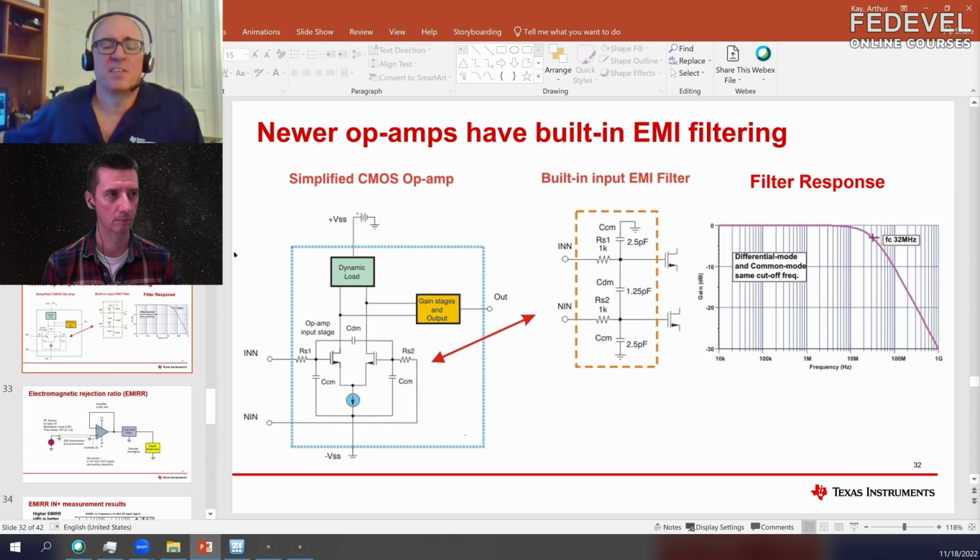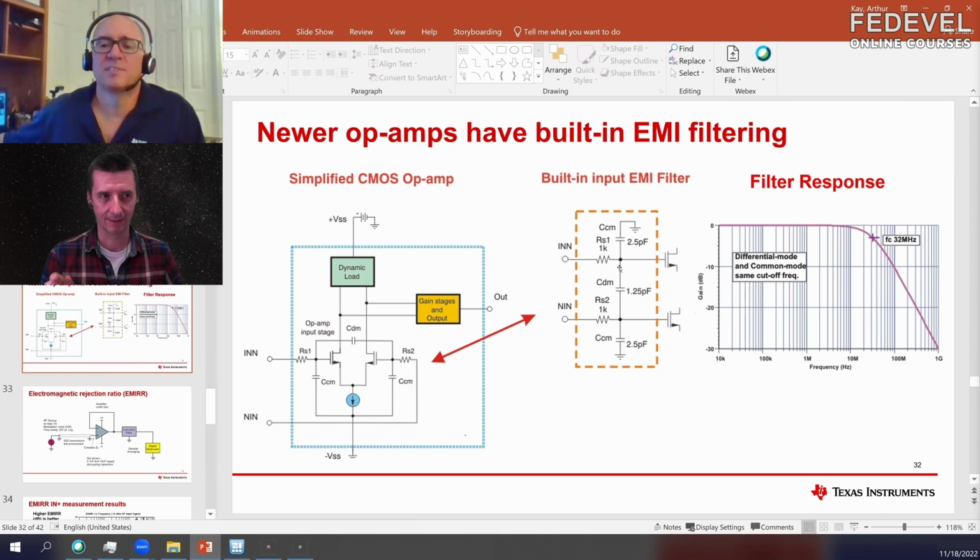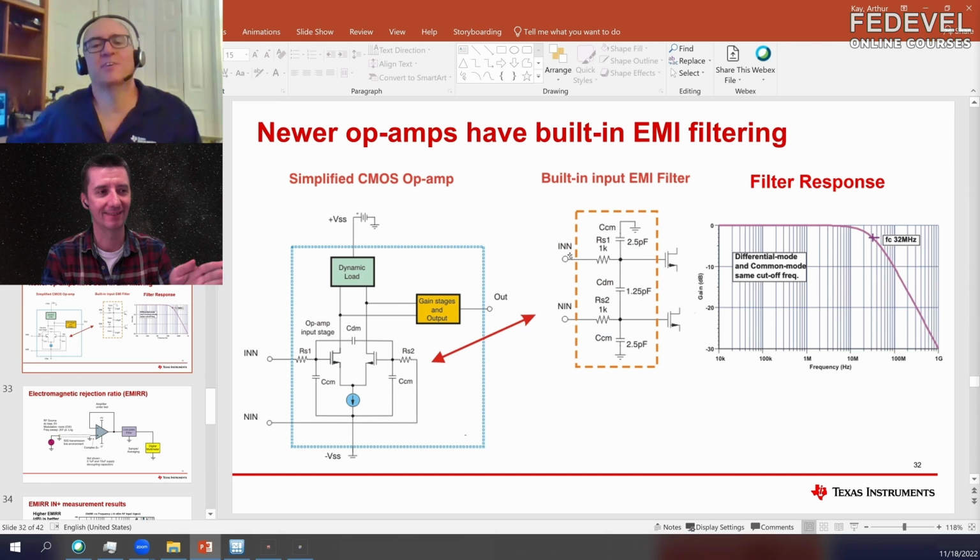But the nice thing is that many of the newer amplifiers will have a built-in filter before we get to the various transistor junctions. This is the filter we are going to explain. This is the filter which eliminated, for example, the walkie-talkie noise. Okay, so let's have a look at how it works.